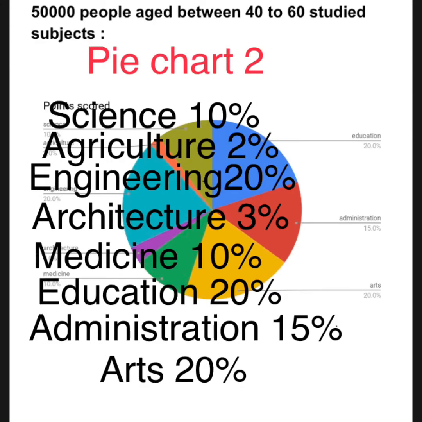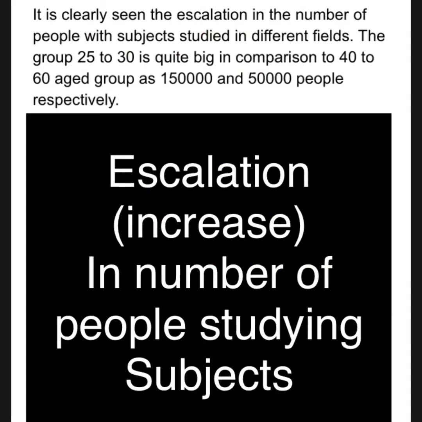In the second pie chart, the percentages given are: science 10%, agriculture 2%, engineering 20%, architecture 3%, medicine 10%, education 20%, administration 15% and arts 20%. In the first pie chart, 1,50,000 people were studying the subjects, whereas in the second pie chart, 50,000 people were studying the subjects. So we come to know that there is a difference in the number of people studying the subjects. And how are we going to write this in the form of a paragraph?